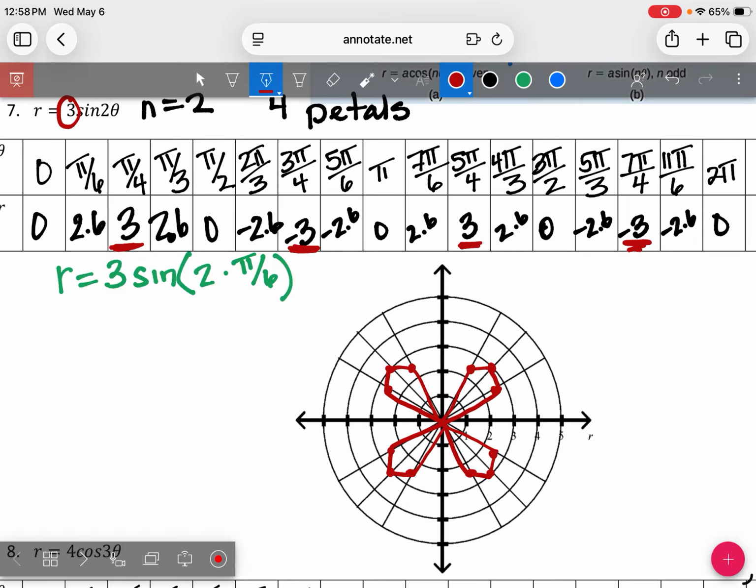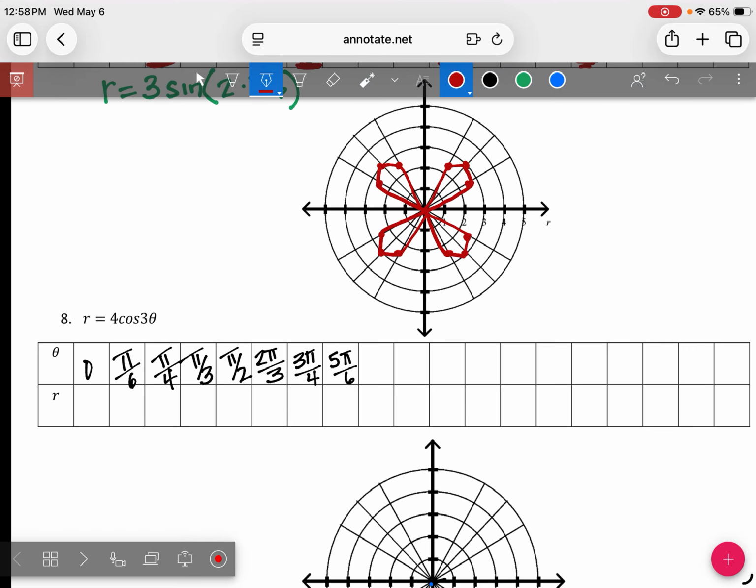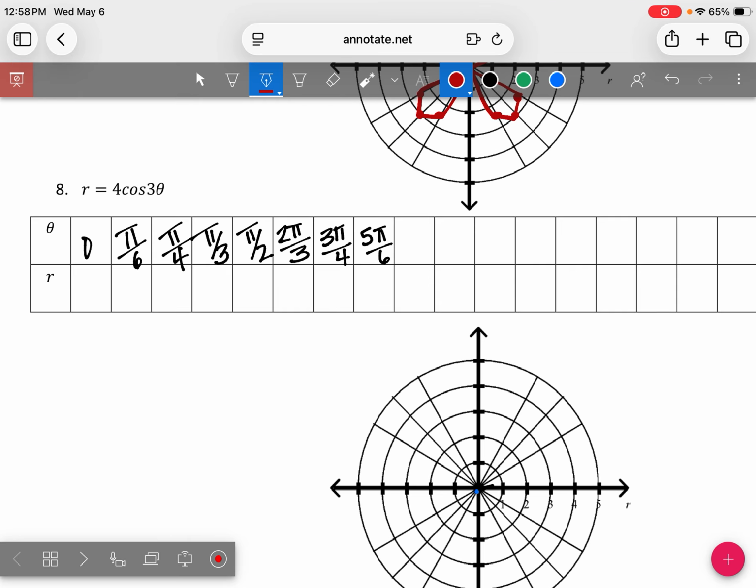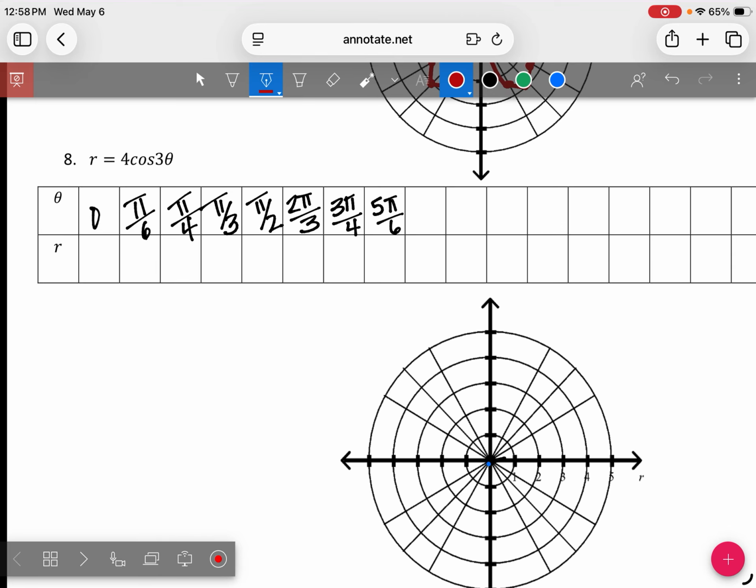All right, so now let's go ahead and look at our second one. So this one is a little tricky. So go ahead and fill in our values. So this one is going to reach R equals 4. It's going to be your longest petal. Now, is N even or odd? What's the number in front of theta? Is odd. N equals 3. So that means that we're just going to have 3 petals. We don't double it.